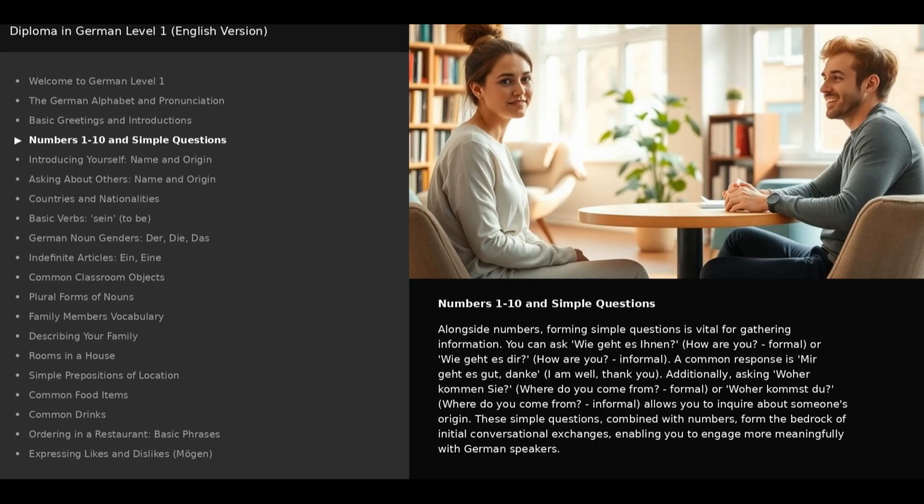Additionally, asking, Woher kommen Sie? Where do you come from? Formal. Or, Woher kommst du? Where do you come from? Informal, allows you to inquire about someone's origin. These simple questions, combined with numbers, form the bedrock of initial conversational exchanges, enabling you to engage more meaningfully with German speakers.